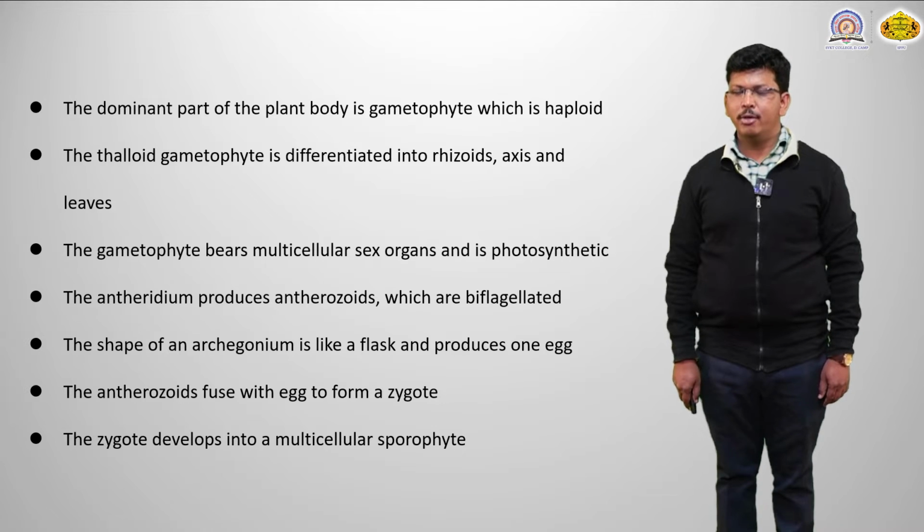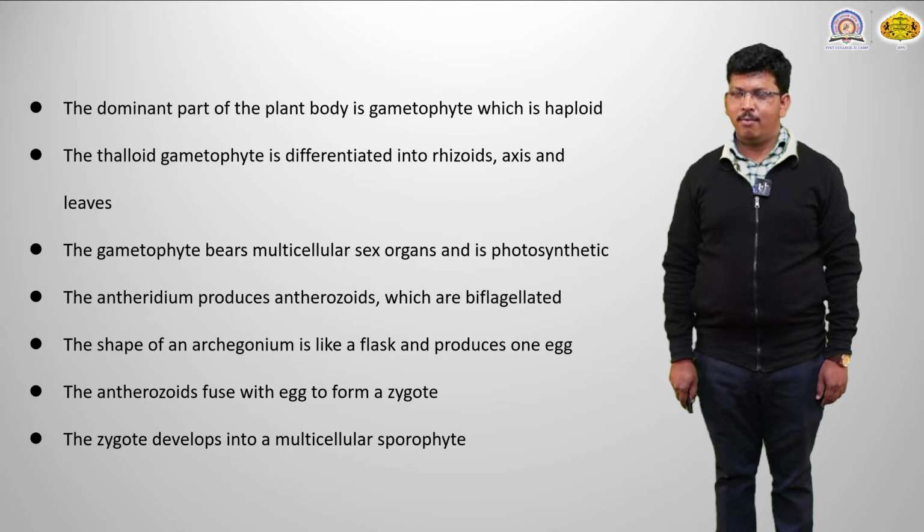Then the gametophyte bears multicellular sex organs and is photosynthetic in nature. Majorly, gametophytes are observed in the upper layer or upper portion of the thallus. They are green in nature and their function is photosynthesis. In that, the first sex organ is the antheridium. Antheridium is the male sex organ present in the Bryophyta members. In the antheridium there are antherozoids, and antherozoids have biflagella.